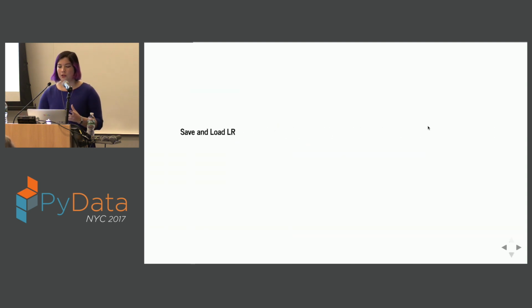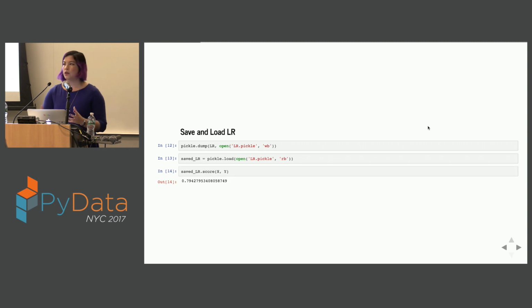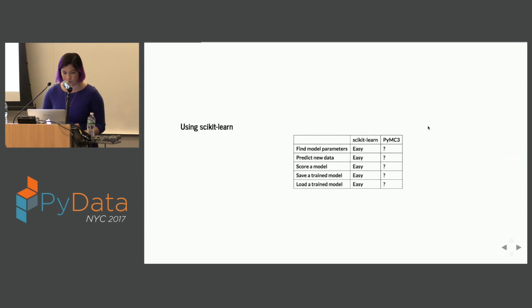Once you have your trained model, oftentimes you'll want to save and use your model at a later date. Also very straightforward with scikit-learn. You can just use pickle to dump your model to a pickle file. If you open it back up later, you can call score again, and you see that you get back the exact same score. This is really the same model that you saved before. All right, so I imagine most of you have used scikit-learn before, and you'll probably agree that it's very easy and straightforward to use. Finding model parameters is really easy, predicting, scoring a model, as well as saving and loading a trained model, all very easy.